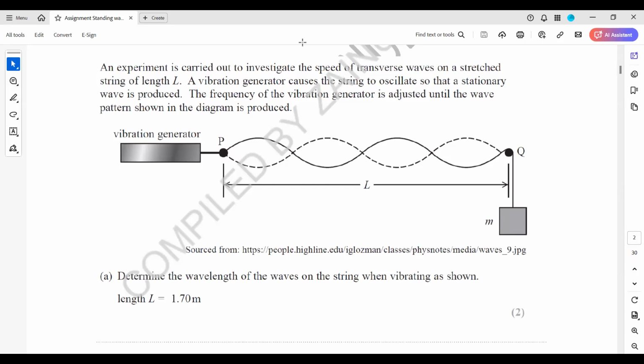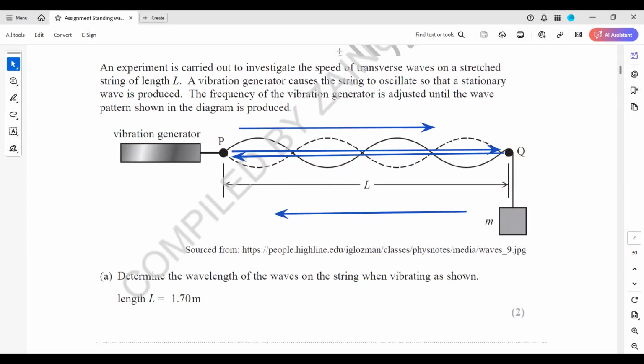A vibrating generator, as it oscillates or vibrates, will produce a wave. That wave will hit this point Q and bounce back. So there are two waves traveling in opposite directions: one from the source, one reflected. When these two waves meet, the combination gives rise to a standing wave. That is how the standing wave is produced.